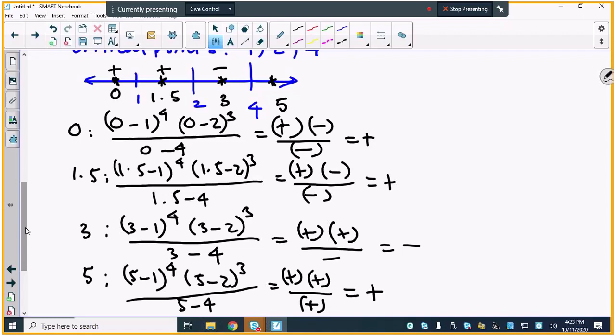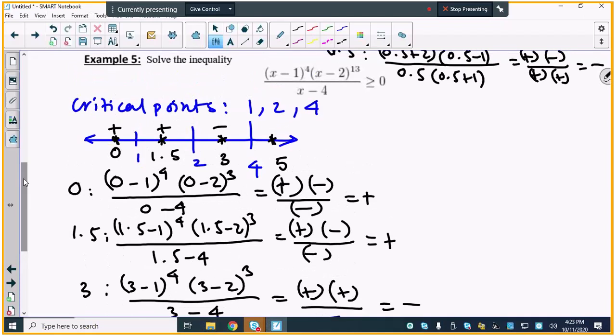Now do not forget your bad points. Your bad point, there is only one of them, and that is 4 because it makes the denominator 0. And I want greater than or equal to, so closed dots, and I want greater, so positives. So closed dot at 1, closed dot at 2, but open dot at 4, even though it should have been closed, because it is a bad point, it should be open. These are my positive intervals.